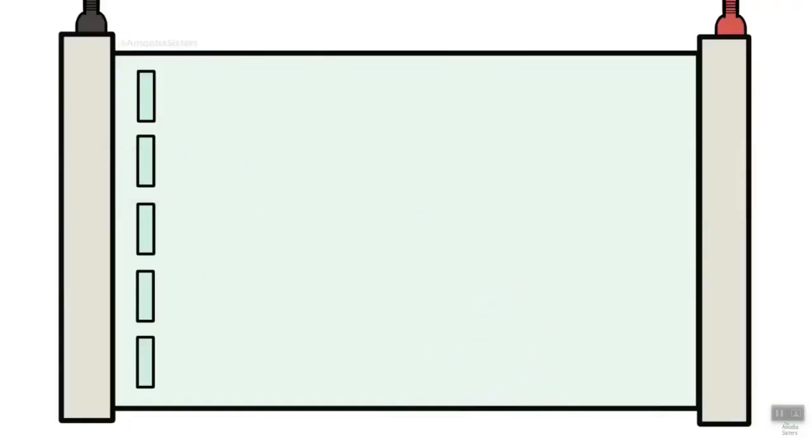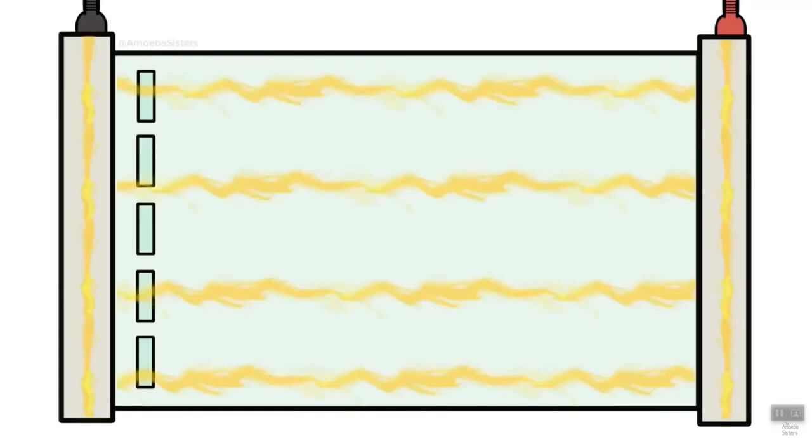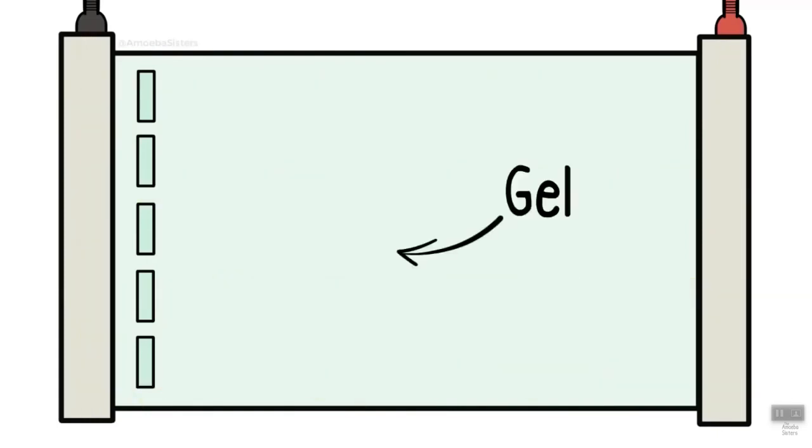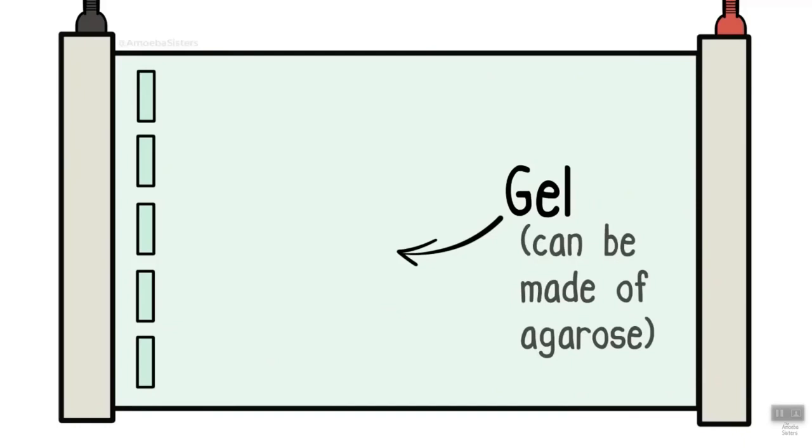Okay, here's a gel electrophoresis machine. The point of the machine is to be able to have an electrical charge running through a gel. So here's the gel, typically made of agarose.